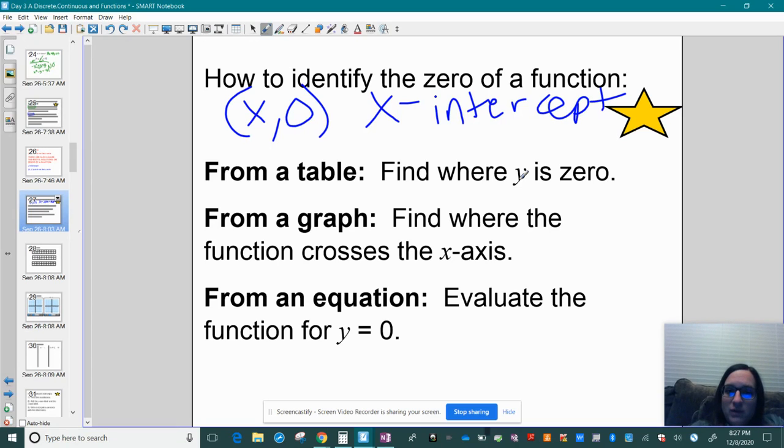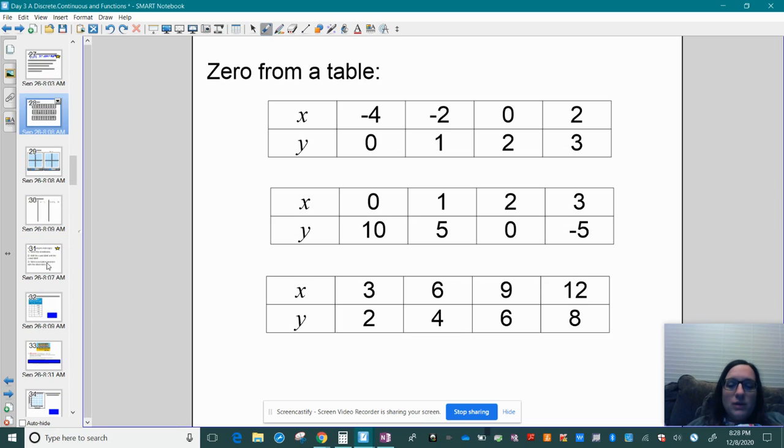From a graph, you find where the function crosses the x-axis. From an equation, you evaluate the function for y is equal to 0. So we substitute in 0 for y and solve for x, kind of like we've been practicing with our function notation. So let's practice zeros from a table.